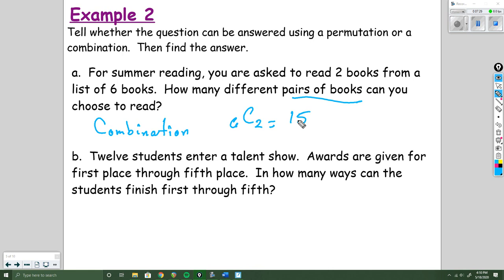In the next part, we have 12 students enter a talent show. Awards are given for first place through 5th place. How many ways can the students finish 1st through 5th? Supposing that these awards are different, like 1st place, 2nd place, 3rd place, and so on, this would be a permutation. Order would matter. 1st place would be different than 3rd place. Of course, if all the awards were the same, then that wouldn't really be true. So this is a permutation, and that would be 12P5. So we would get 95,040 different ways those students could finish 1st through 5th.